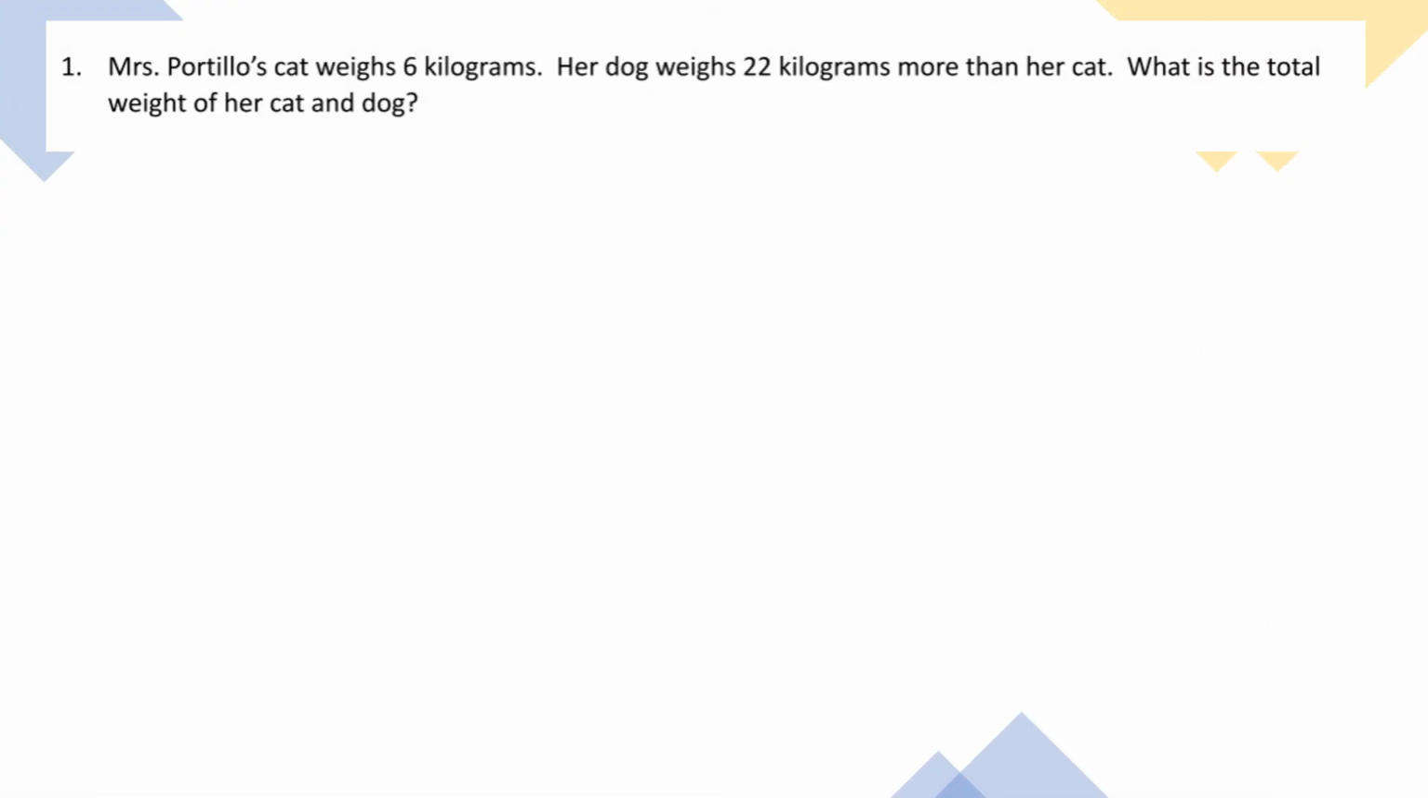The first question says, Miss Portillo's cat weighs 6 kilograms. Her dog weighs 22 kilograms more than her cat. What is the total weight of her cat and dog? So there's a key word there, more. And when it's more, we're adding, okay? Now, if it was how much more, then we would be subtracting. But since it's more by itself, then we're adding.